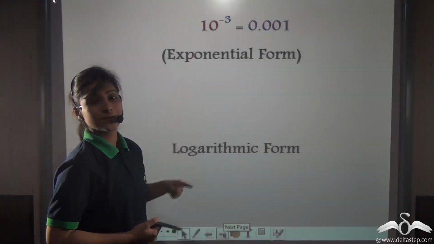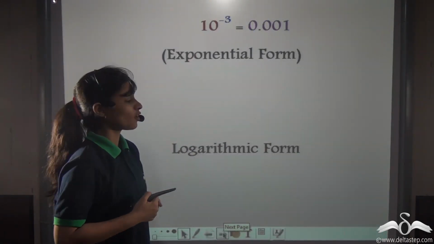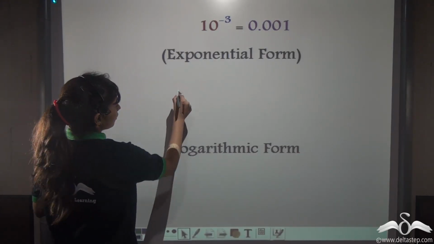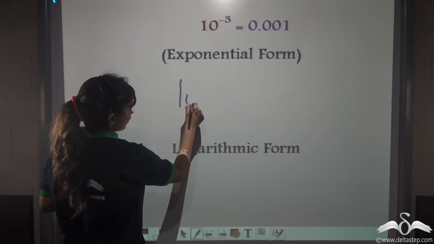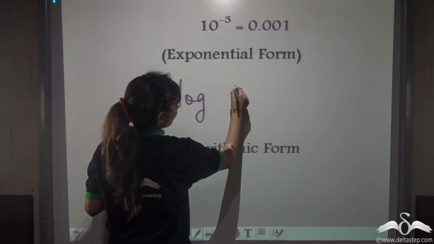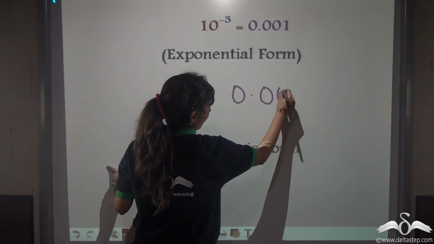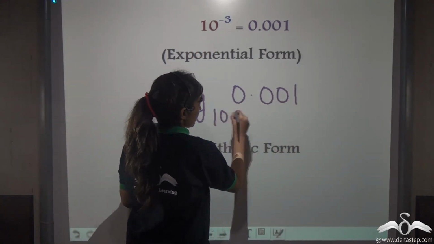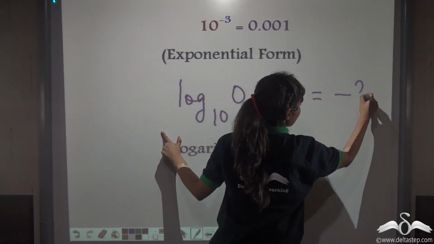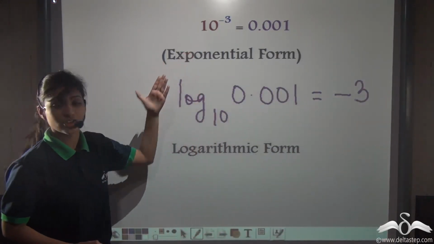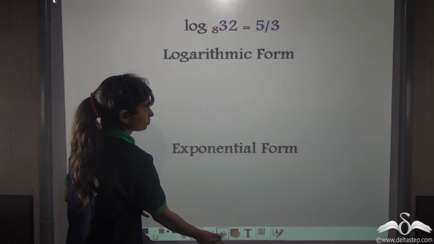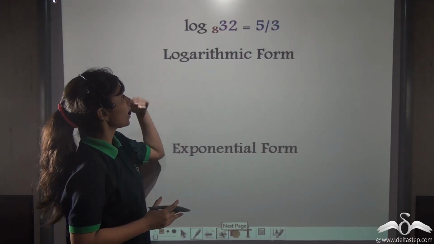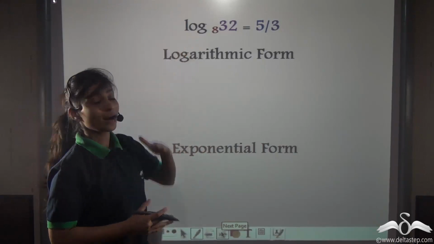Next, again, do this. We have given you the exponential form. Write the logarithmic form for it. Well, log of 0.001. What will be the base? The base will be 10, is equal to minus 3. So this is how you convert exponential form to logarithmic form. Now you should know the opposite also. You should know how to write the exponential form from the logarithmic form.